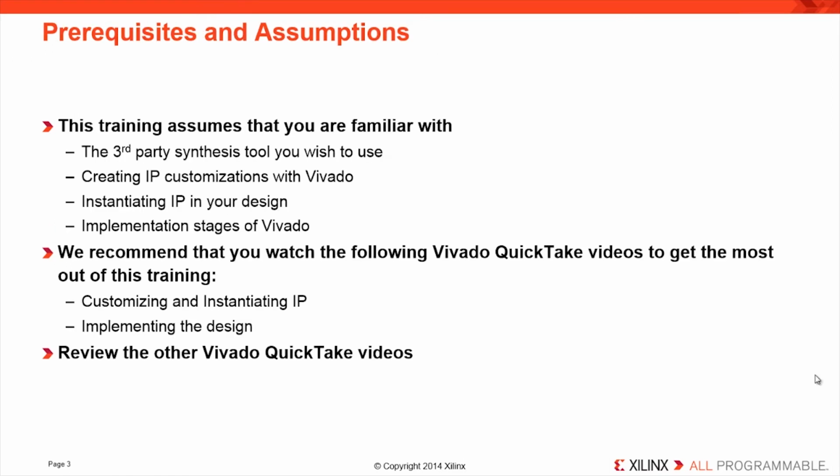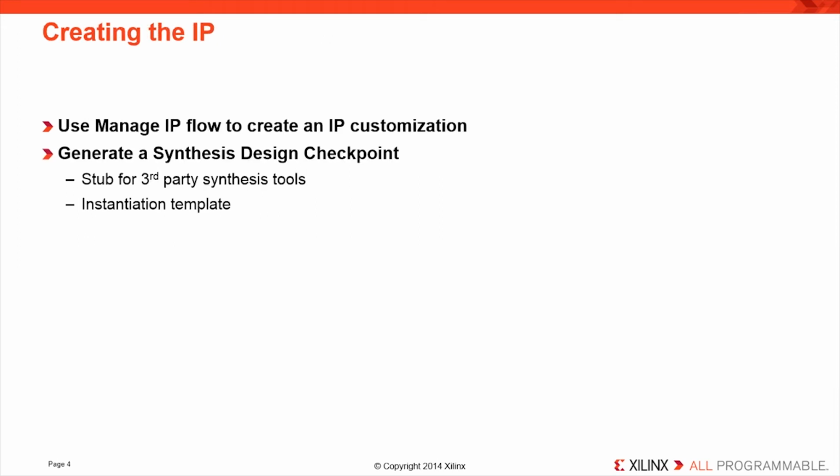This training assumes that you are familiar with the third-party synthesis tool you wish to use, how to create IP customizations using Vivado, and how to instantiate them in your design, and finally, how to implement a design using Vivado. We recommend that you watch the following Vivado quick take videos to get the most out of this training: customizing and instantiating IP, and implementing the design. You should review the other Vivado quick take videos, as many other topics are available that may be of interest to you. To start, first determine which IP you need for your design.